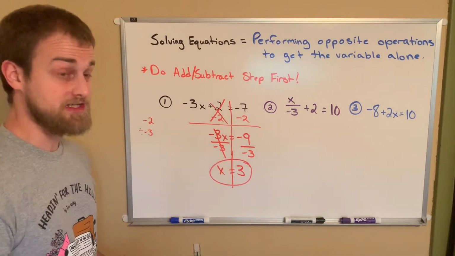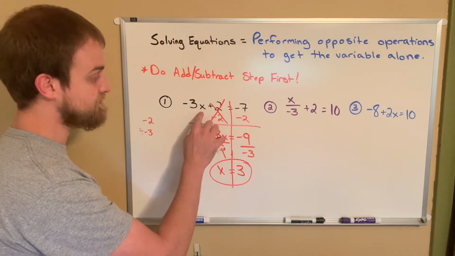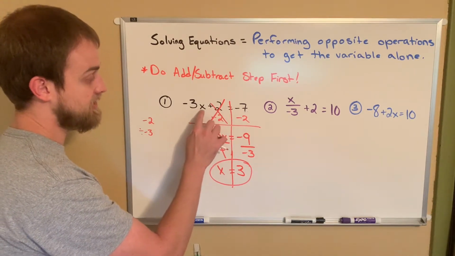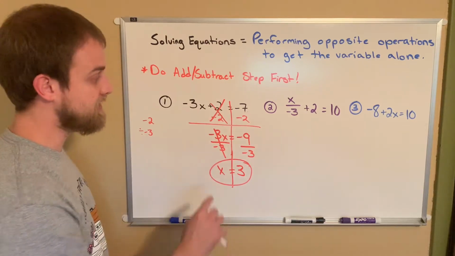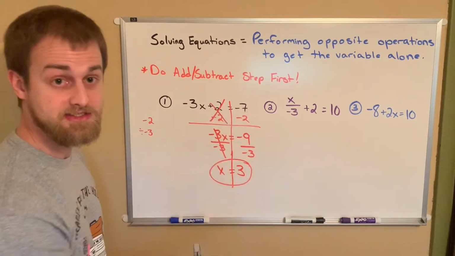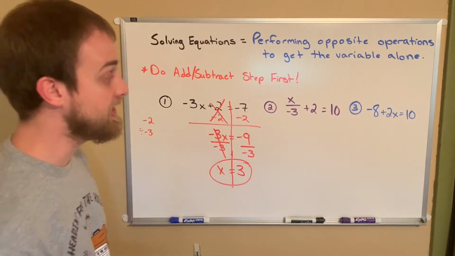And if you just want to check really quick, remember, we can always substitute back in. -3 times 3 is -9. -9 plus 2 is -7. You can always do that to check.